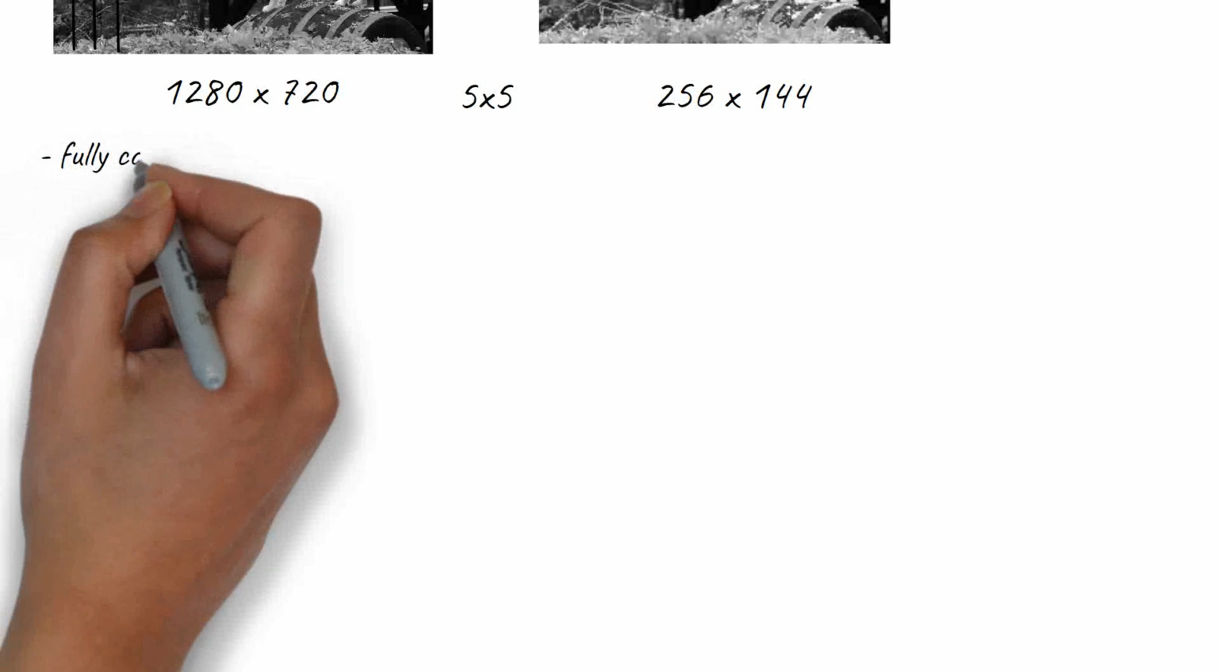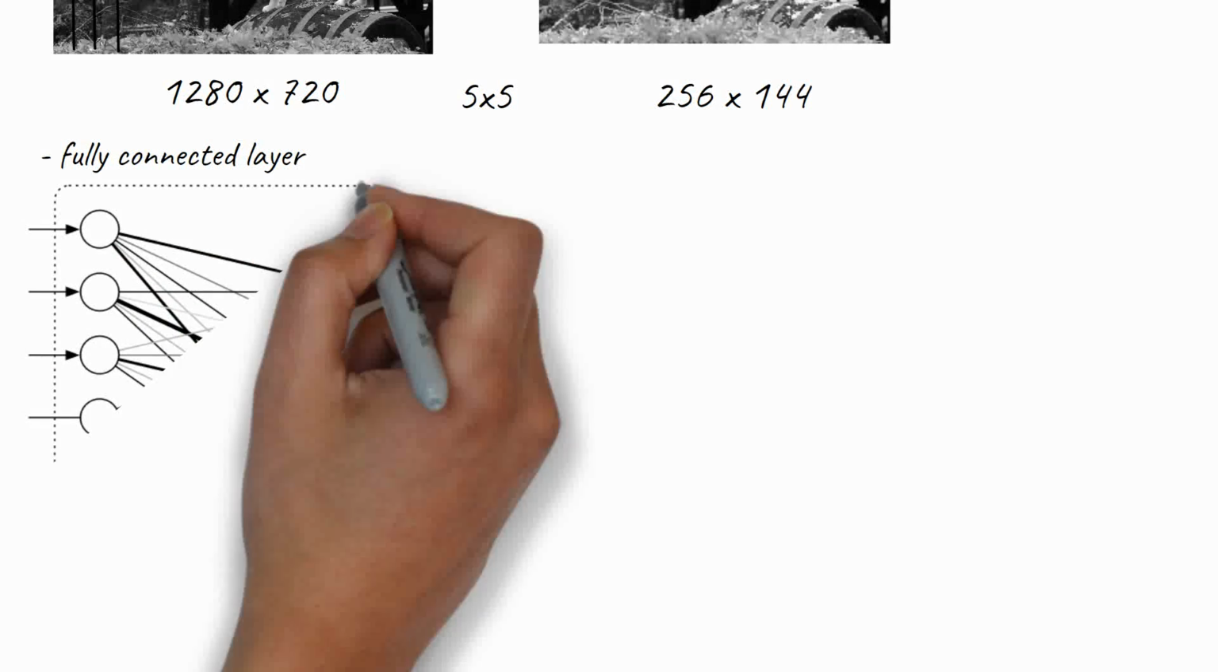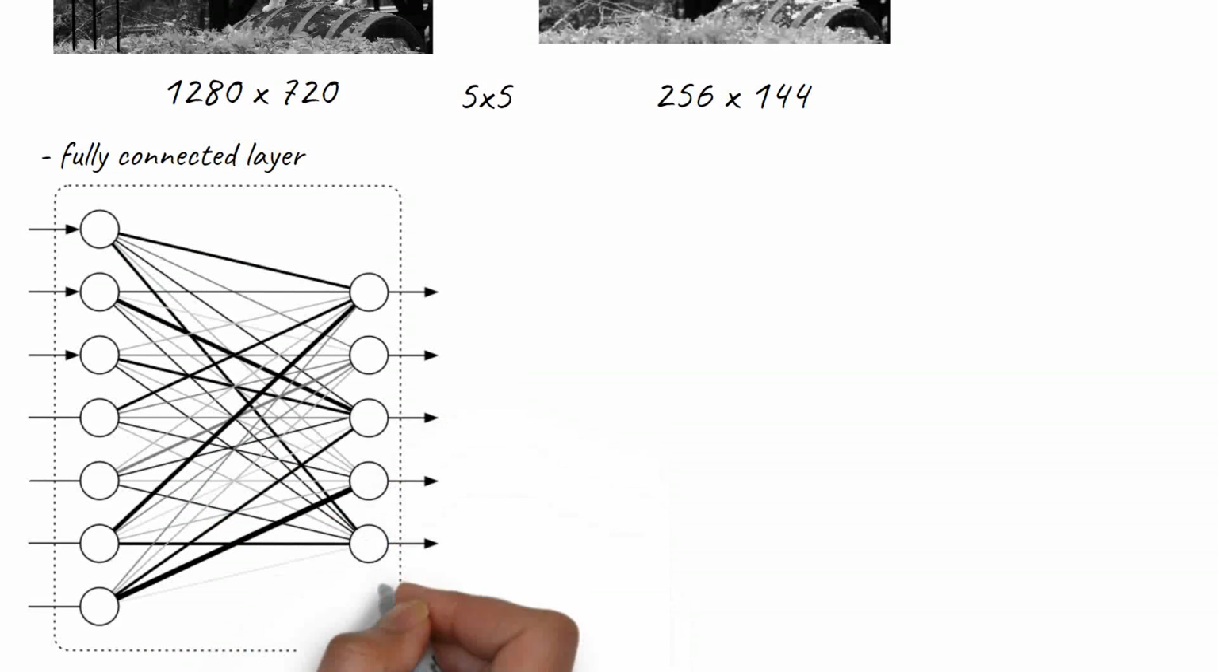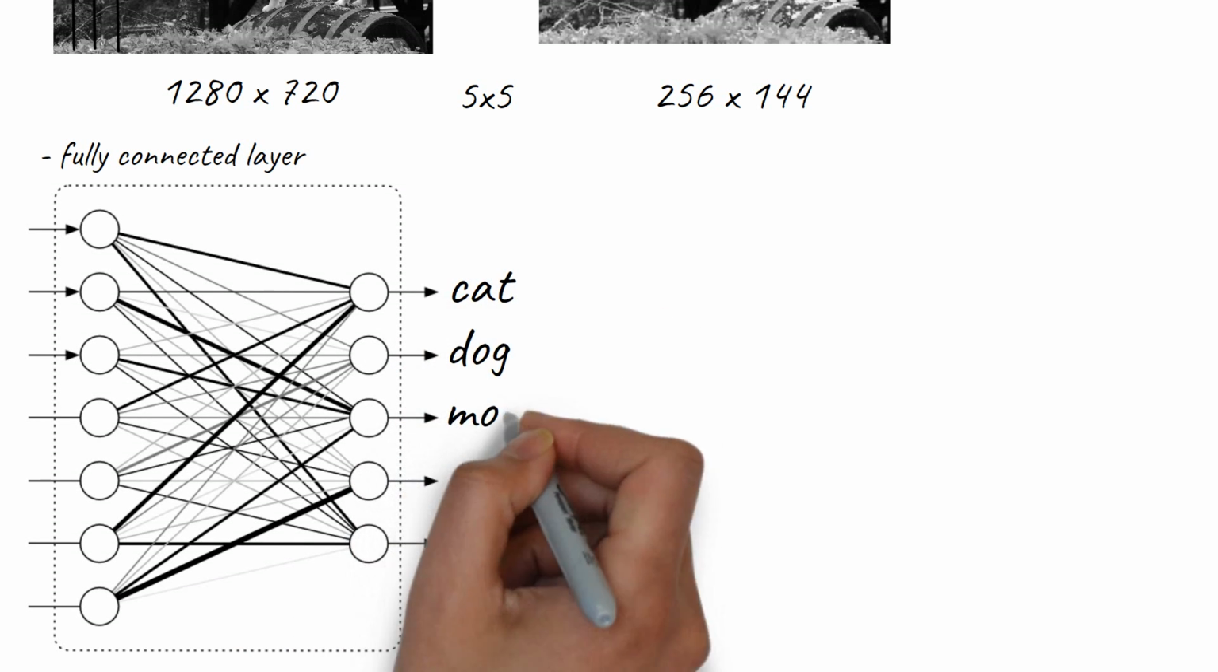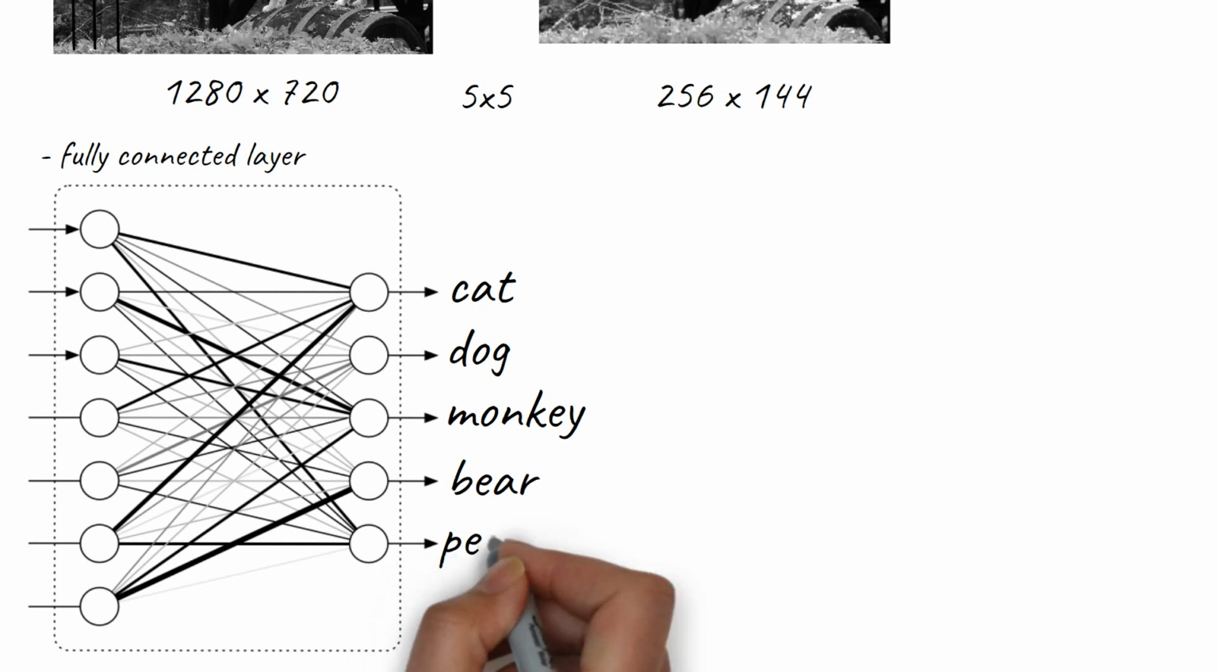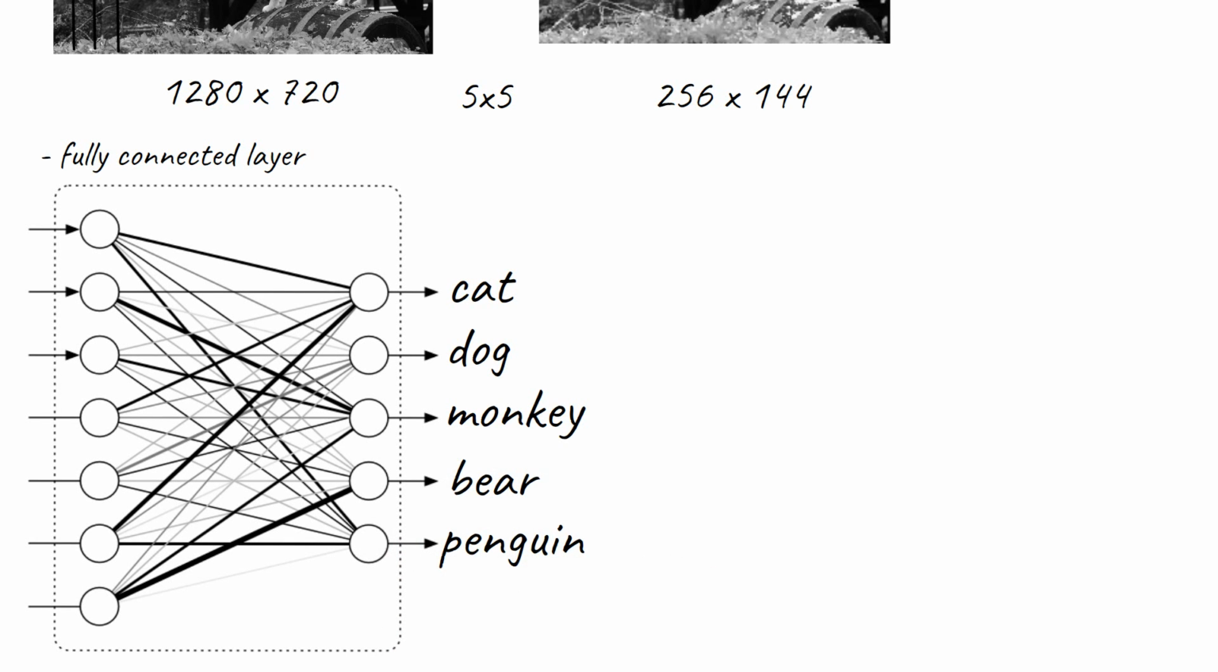In a fully connected layer, as the name suggests, each neuron is connected with each neuron of the next layer. This layer is used to classify our activated neurons and it's placed at the end of the entire classification network.